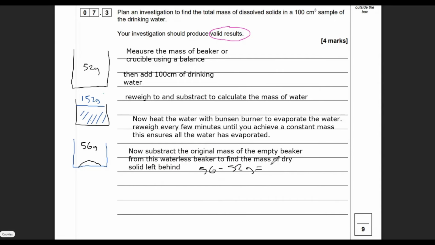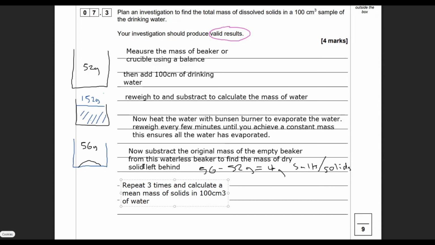Now, you might want to repeat this 3 times, using 100 centimeter cubed of water each time, and then calculate a mean, subtract any anomalous results, etc. Anyway, this will get you all the 4 marks. You don't really need the diagrams, you don't need the numbers. That's just an explanation to allow you to see what we would actually do.